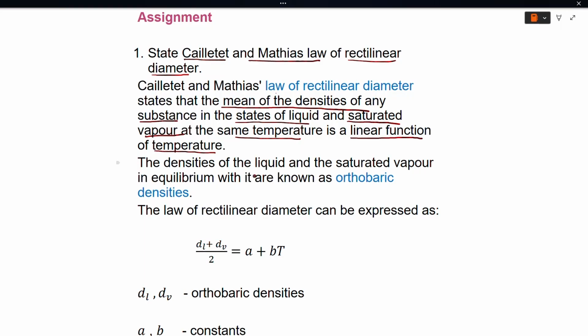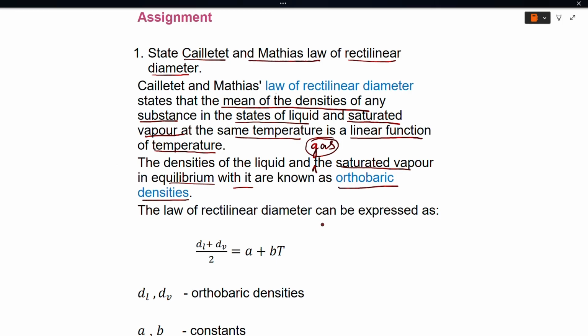The densities of saturated vapor in equilibrium with it, liquid and gas. This is the gaseous state. Okay, that is the saturated vapor which is in equilibrium with it, and these are known as orthobaric densities.